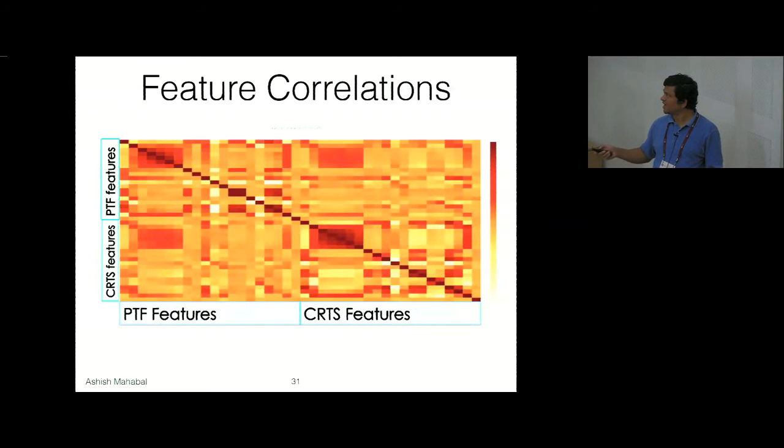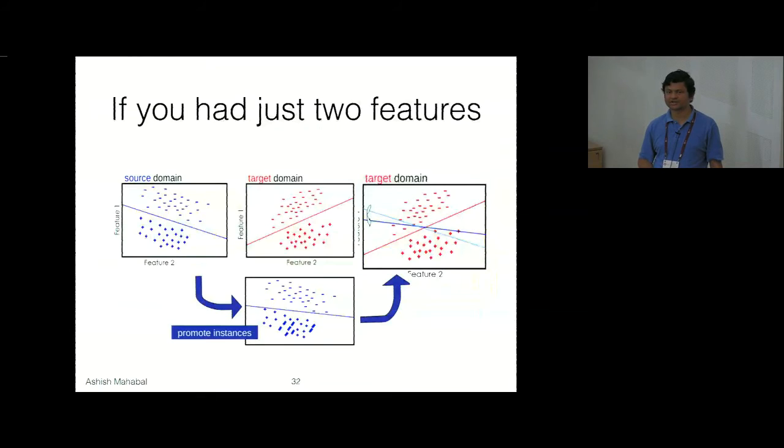Again, you don't need to read what those features are, but these are the features that we had for the time series before. When we look at PTF versus PTF features, then of course there is a correlation along the diagonal. But for the same set of objects, the same features, when we compare PTF versus CRTS, we don't see correlations, and that's because the two surveys are very different from each other. And yet we want to use the two data sets together, and how to go about doing that, that's what domain adaptation allows you to do.